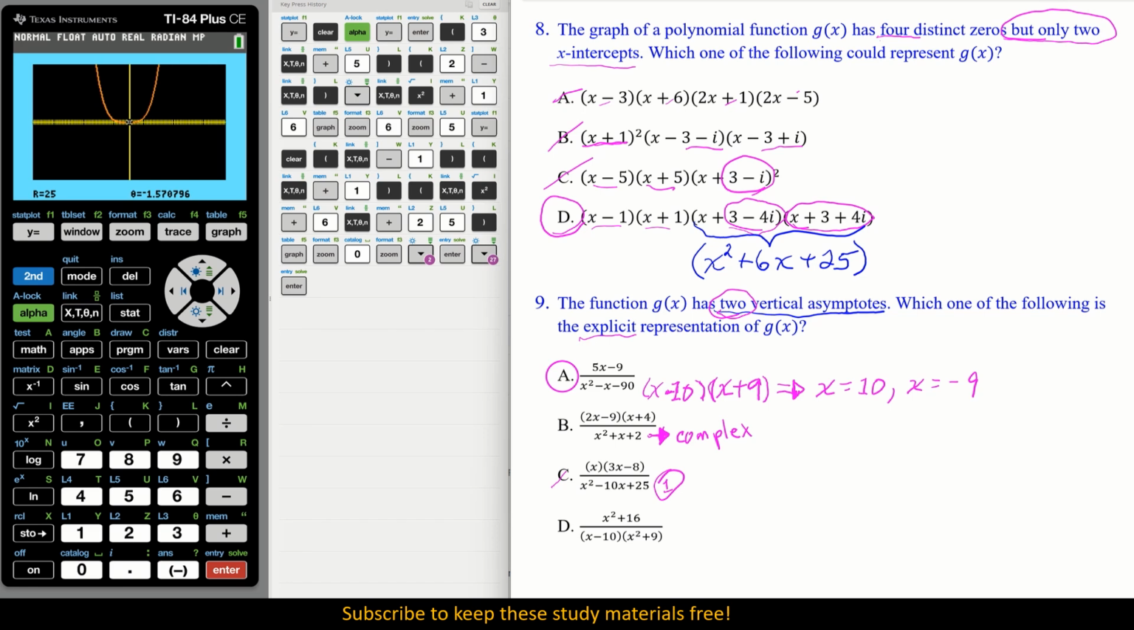And then as you see here, D, you're looking at the denominator. We have a bit of a predicament, which is that complex situation, because we're going to have x squared equals negative 9. So again, that's not explicit, okay? That's not what they're asking. It doesn't satisfy the question. A will be the only item that satisfies that question.